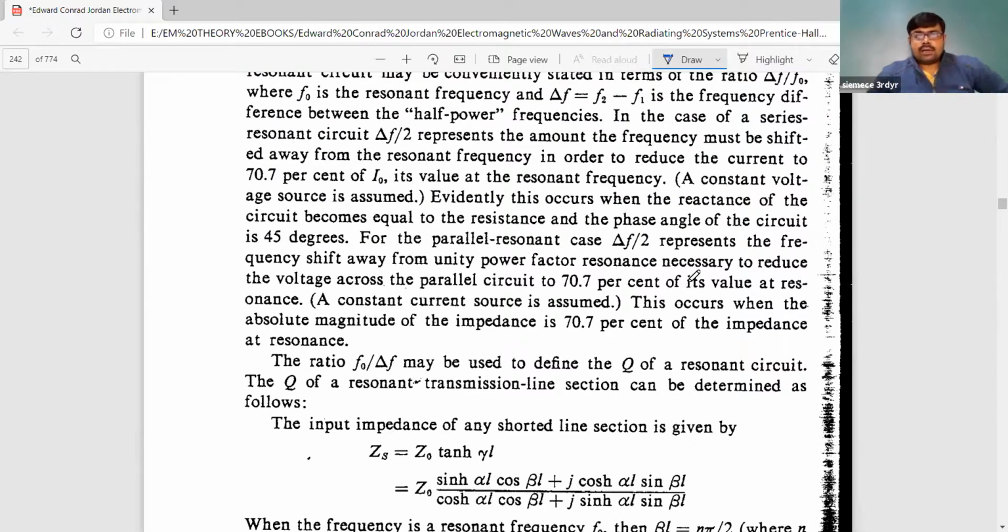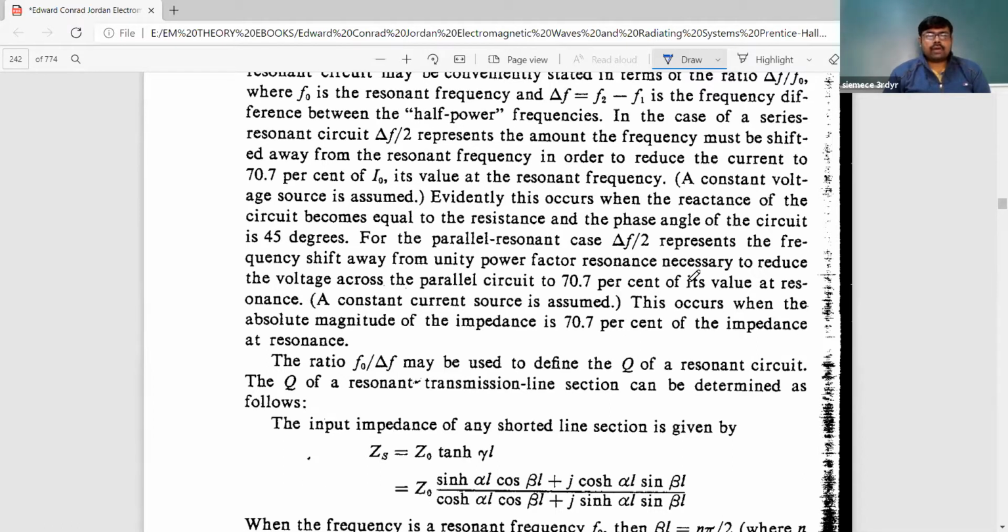Evidently, this occurs when the reactance of the circuit becomes equal to the resistance and the phase angle of the circuit is 45 degrees. For the parallel resonant case, del F by 2 represents the frequency shift away from the unity power factor resonance necessary to reduce the voltage across the parallel circuit to 70.7% of its value at resonance. A constant current source is assumed. This occurs when the absolute magnitude of the impedance is 70.7% of the impedance at resonance. That is called the half power bandwidth condition. So we have to reach 70.7%.